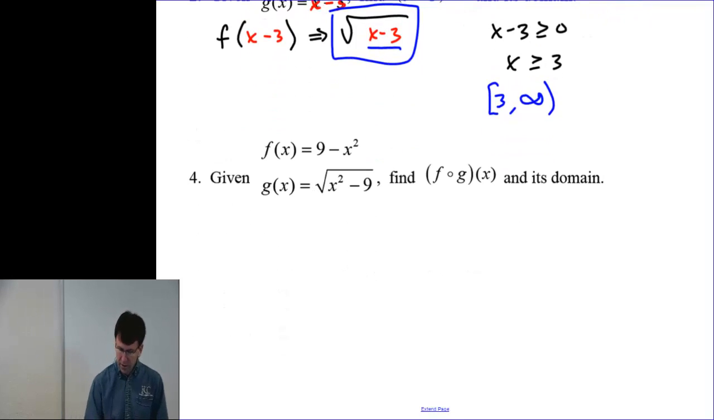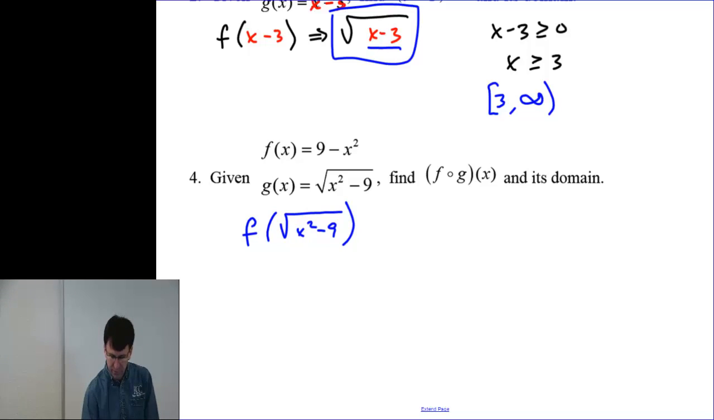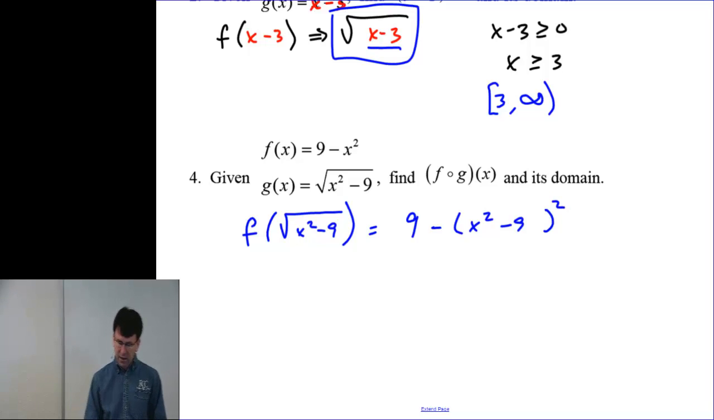Coming down here, if we were to talk about f composed with g, I'm going to have f of, and this is going to be the square root of x squared minus 9. That's what's getting run through the function f. The function f is 9 minus whatever my input value is squared. Looking at this, the value that goes here is x squared minus 9, and now I've got a little square root feature going on here that's going to be important. I was one step ahead of myself.